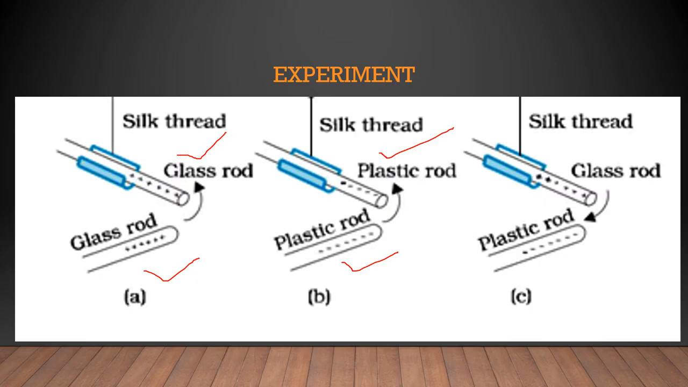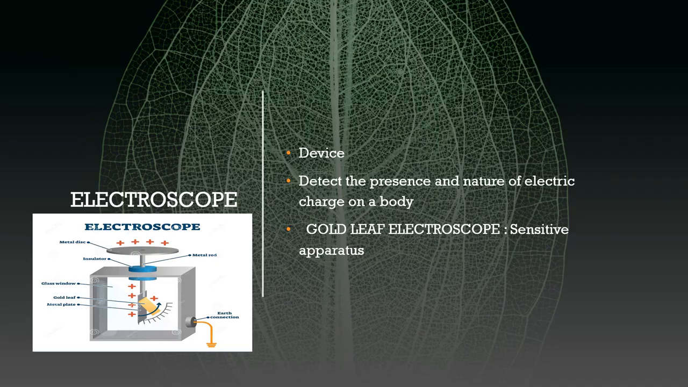So we can say that there are two kinds of opposite charges, and figures A and B make clear that like charges repel each other. From figure C, it is very clear that unlike charges attract each other. Next is an important topic, the electroscope.